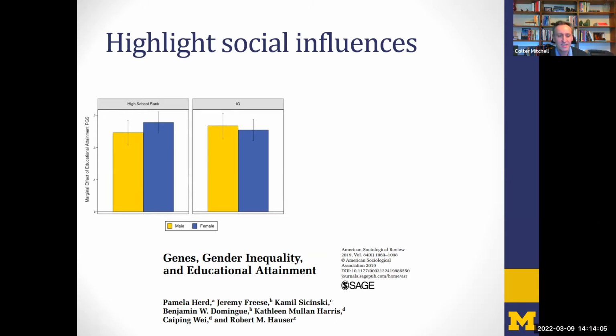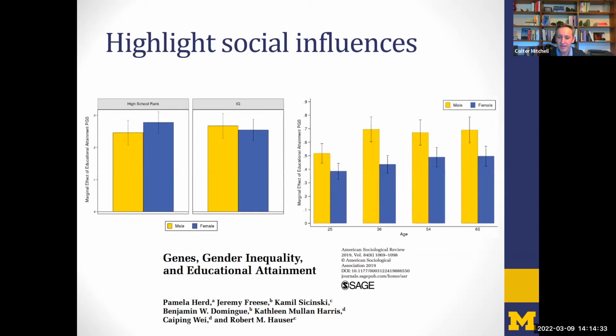And you see, between men and women, men are yellow and women are blue. In terms of high school rank and IQ measures in high school, the polygenic score really didn't distinguish between men and women, so it was pretty even prediction. And by the way, you wouldn't expect this to have a difference between men and women at all. It should be a null.